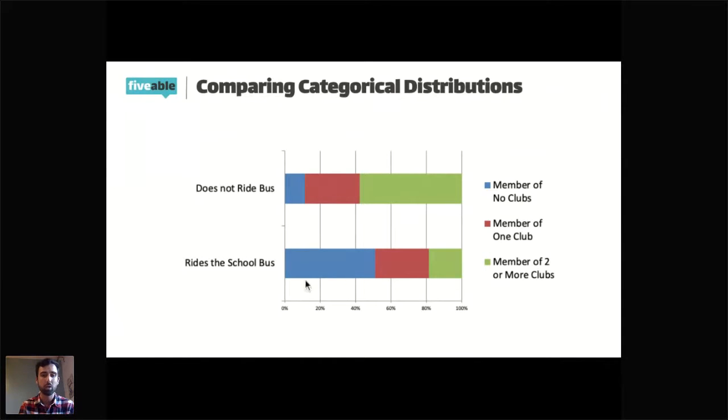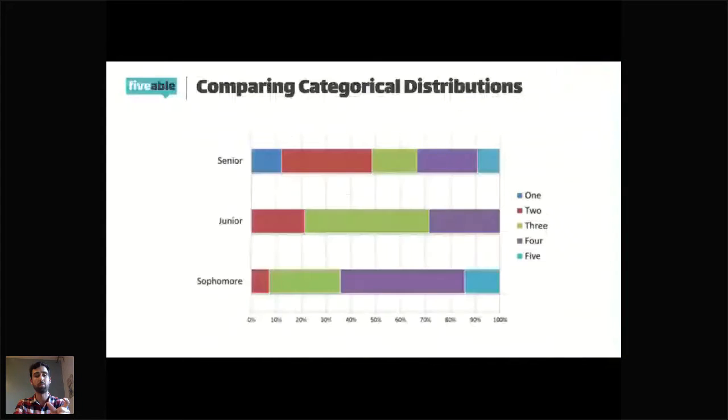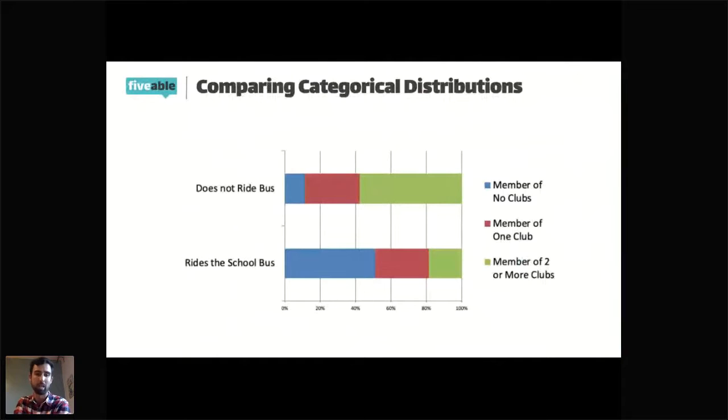Once again, we can see that about 50, maybe 52% of students who ride the bus are members of no clubs. And again, if we look at our two-way table, we got that percentage from here, right? We just didn't simplify or convert it. We just wrote it as, I think we said, 82 out of 142. So we got that percentage, and then we came over to our segmented bar graph and put that in there.